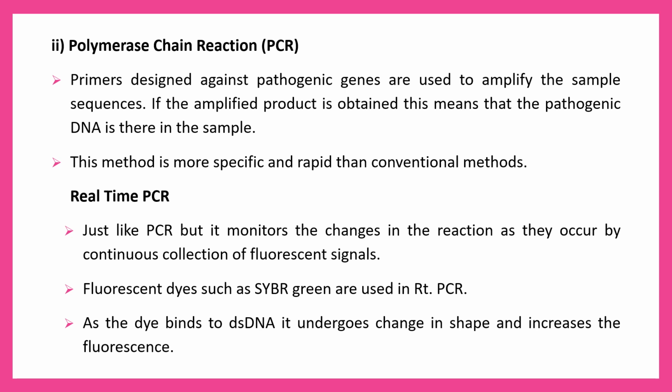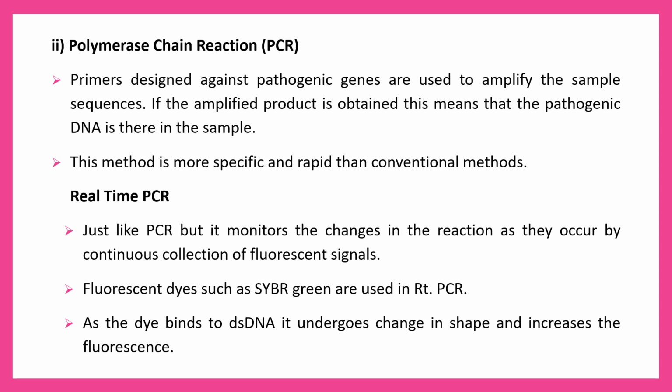Next is polymerase chain reaction. Primers designed against pathogenic genes are used to amplify the sample sequences. If the amplified product is obtained, this means that the pathogenic DNA is there in the sample. This method is more specific and rapid than conventional methods.